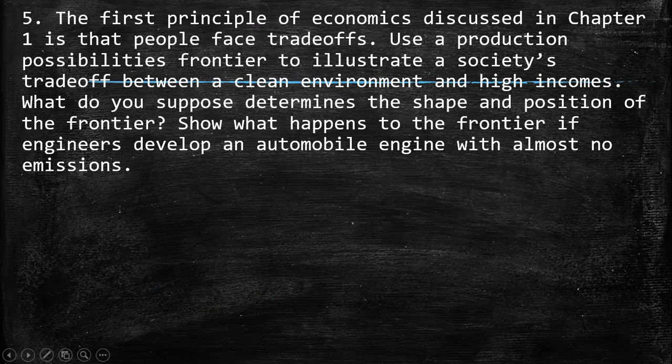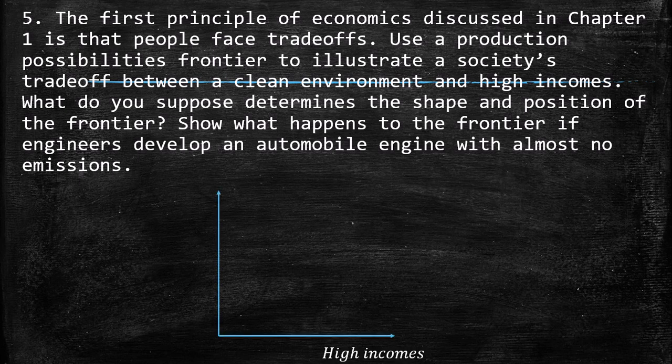Okay, the fifth point. The first principle of economics discussed in chapter 1 is that people face trade-offs. Use a production possibilities frontier to illustrate a society's trade-off between a clean environment and high incomes. What do you suppose determines the shape and position of the frontier? Show what happens to the frontier if engineers develop an automobile engine with almost no emissions.